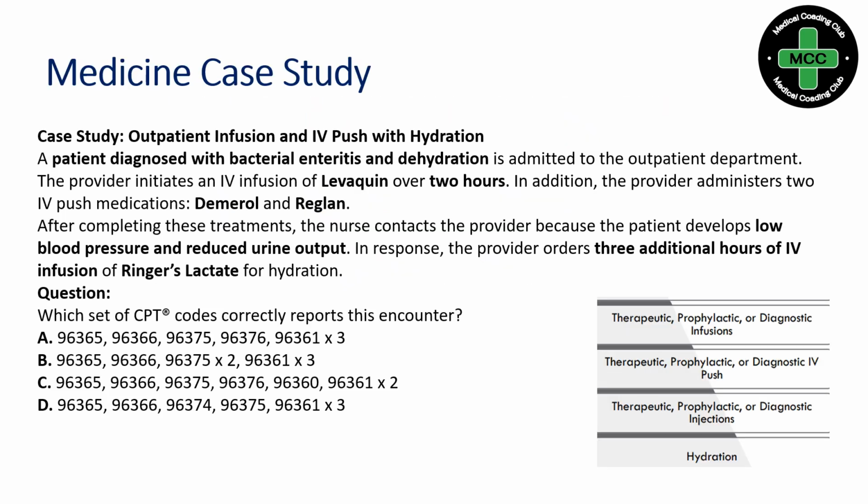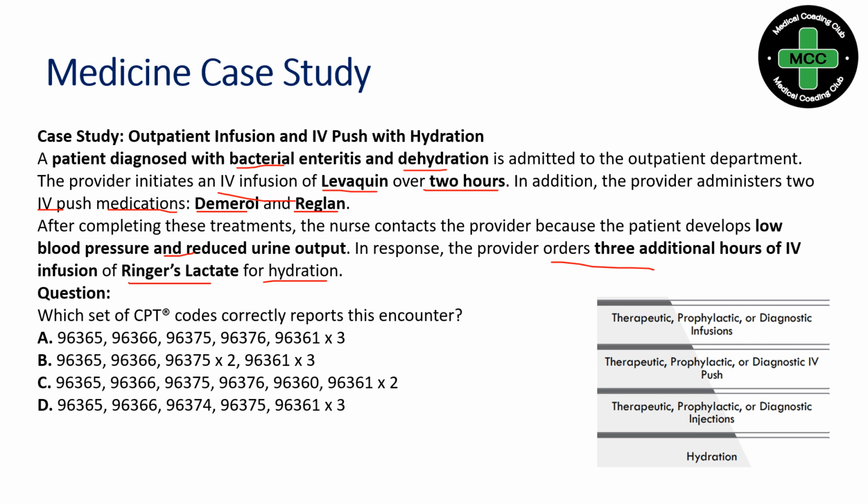Let's see our first case study, which is regarding outpatient infusion and IV push with hydration. Patient diagnosed with bacterial enteritis and dehydration, admitted to the outpatient department. The provider initiates an IV infusion of Levaquin over 2 hours. In addition, the provider administered two IV push medications, one is Demerol and Reglan. After completing this treatment, the nurse contacts the provider because the patient develops low blood pressure and reduced urine output. In response, the provider orders 3 additional hours of IV infusion of Ringer's lactate for hydration.